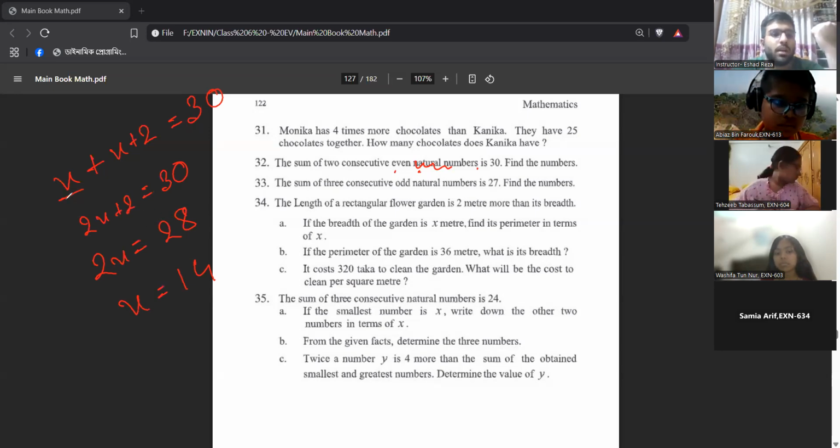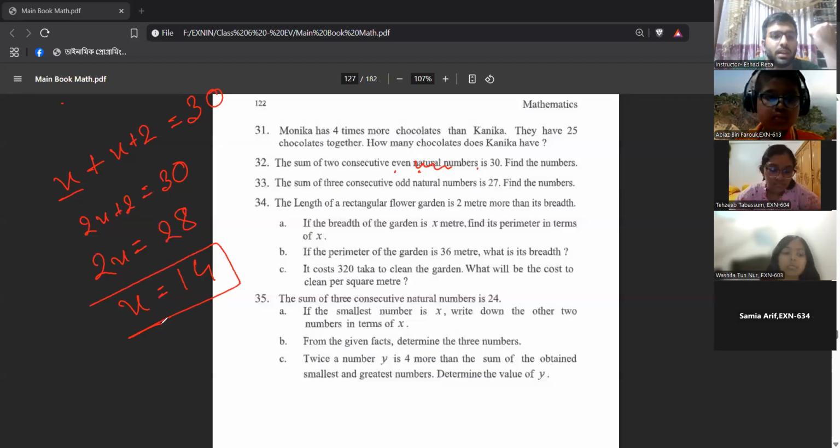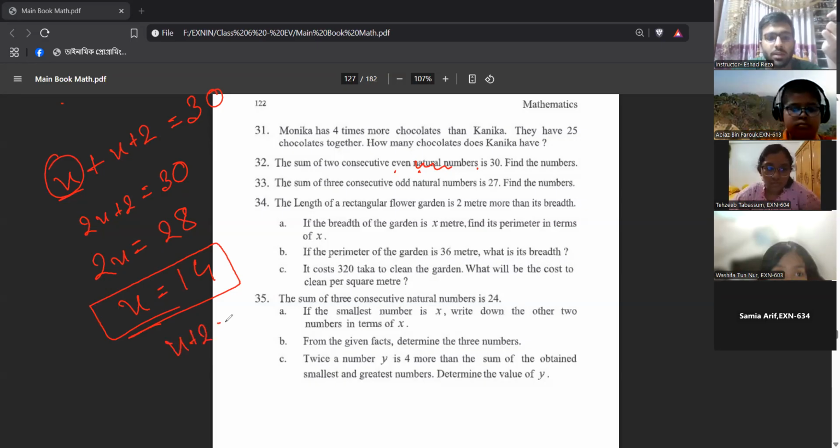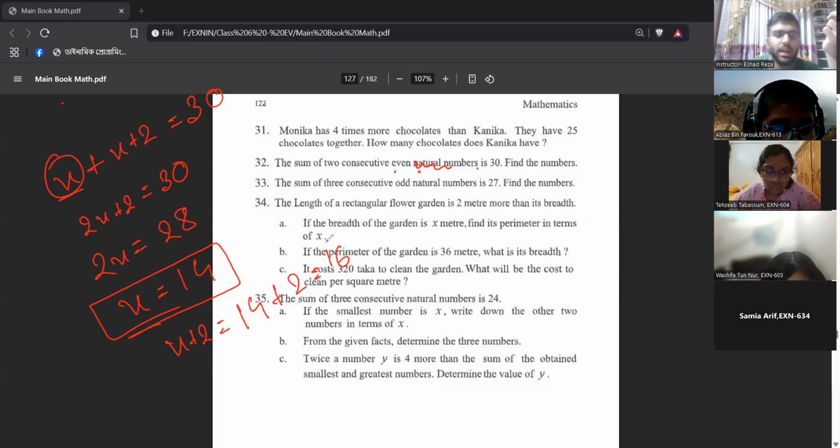So now, is the answer complete? No, because we did not find 2 consecutive even numbers. We only found 1. We found x. So what's the other number? The other number is x plus 2. So the answer is 14 plus 2 equals 16. So the answer is actually 14, 16.